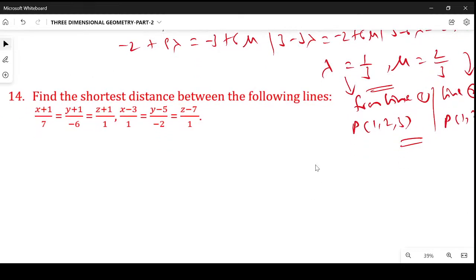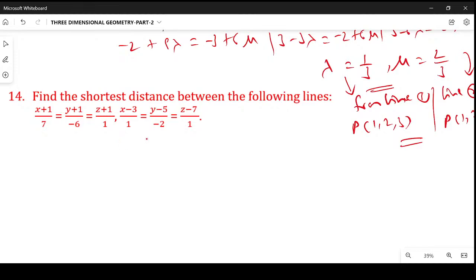The 14th one: find the shortest distance between the following lines. In the previous video I did the distance between skew lines, but here they are asking for the shortest distance between the following lines.